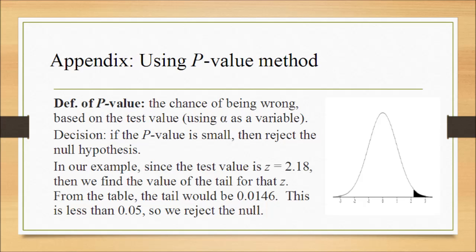Now, there's another thing called p-value. What happens with that is that we're using that test value that we had, and we look up that z-score, and it tells us how big the tail actually is. And if it's smaller than alpha, then we make our decision. All right, that's it.